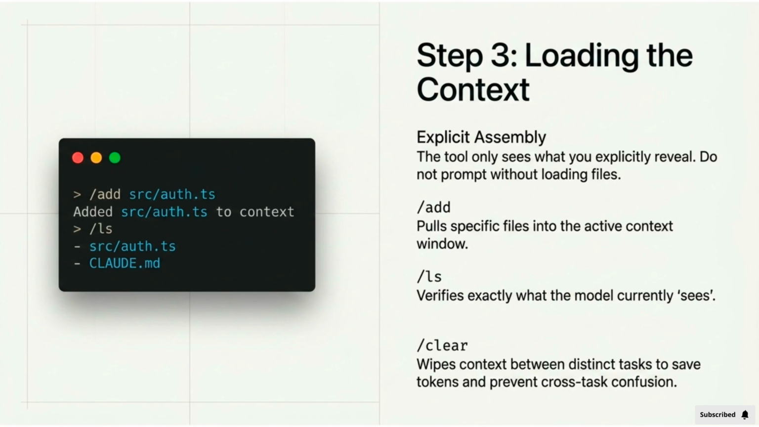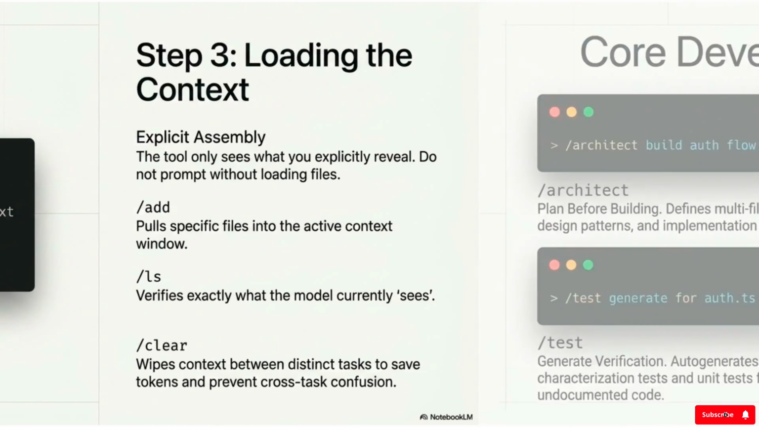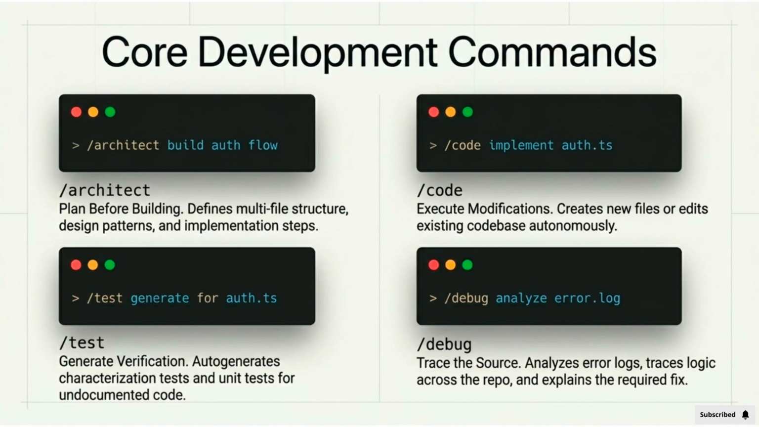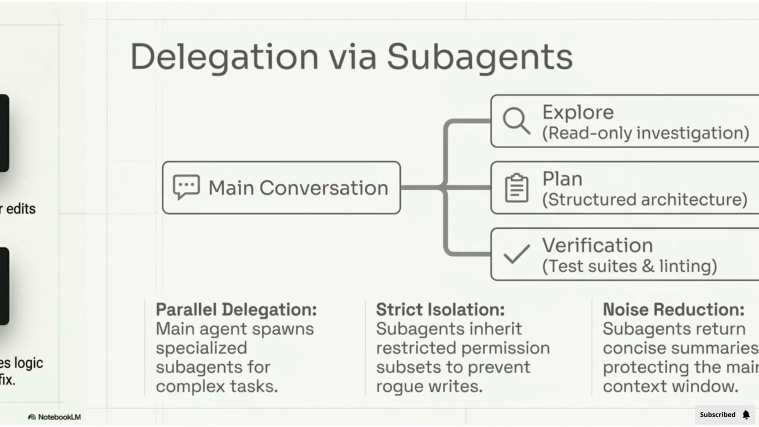Step 3 is loading the context. Explicitly assemble the context by using /add to pull specific files and /ls to verify what the model currently sees. Use /clear to reset the context. The core development commands include /architect for planning multi-file structure and /code for autonomous modifications. /test generates verification, while /debug traces errors across the repository.